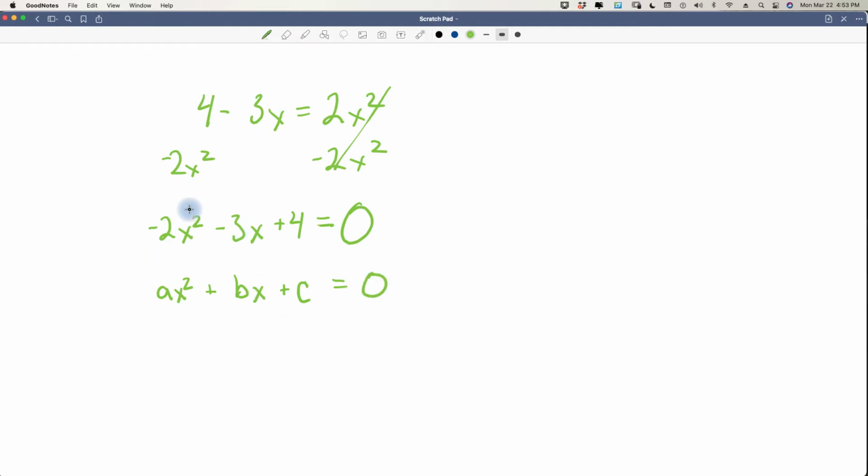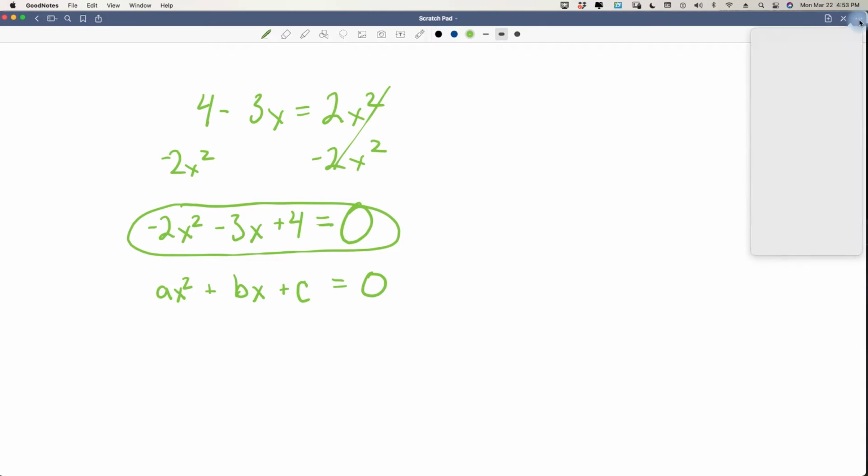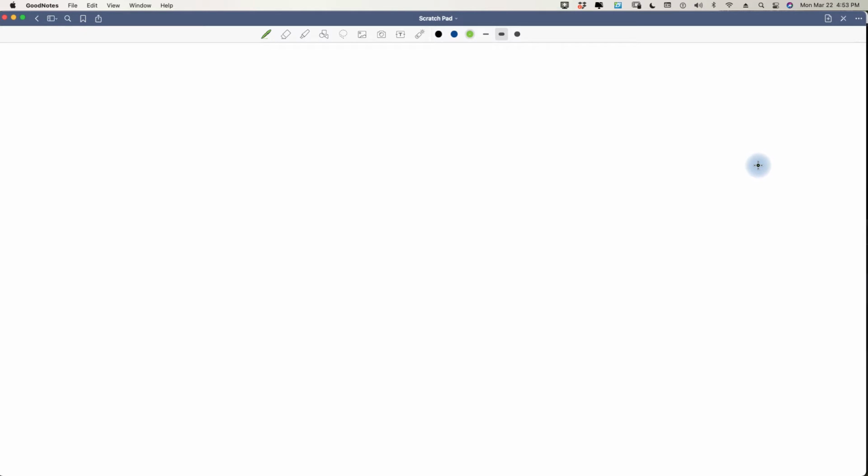Now we can solve quadratic equations by factoring. Let me show you how to do that. Actually, I'm not going to use that one. I'm going to use the one the book gives me because I already have that one solved for you.